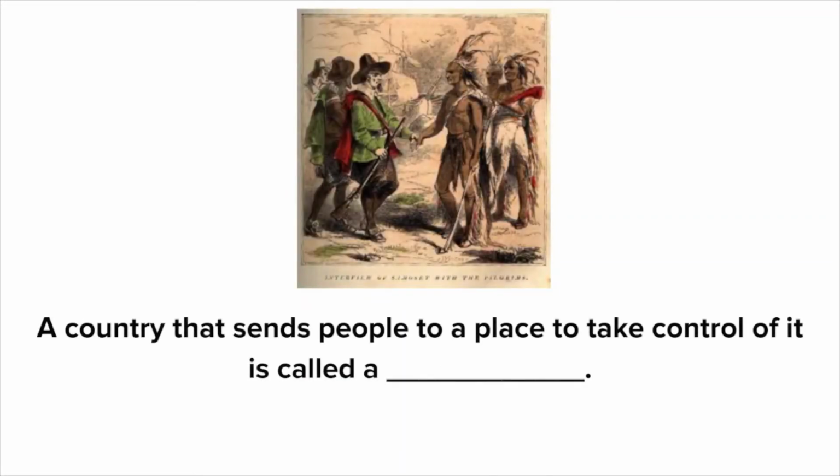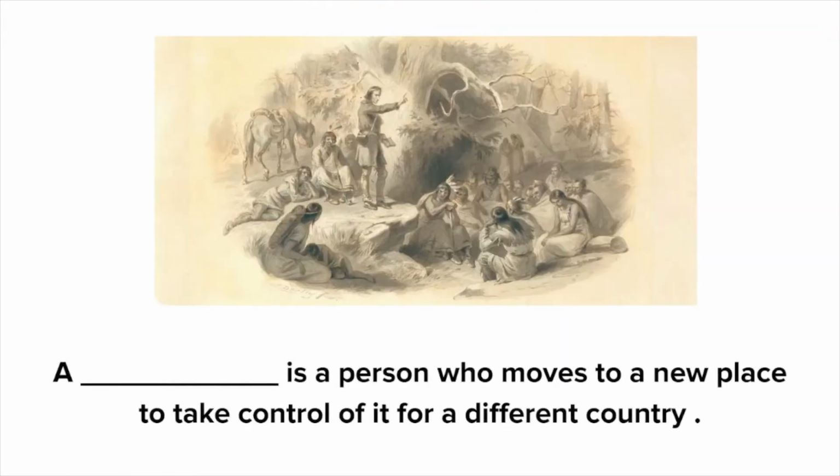A country that sends people to a place to take control of it is called a colonizer. A colonist is a person who moves to a new place to take control of it for a different country.